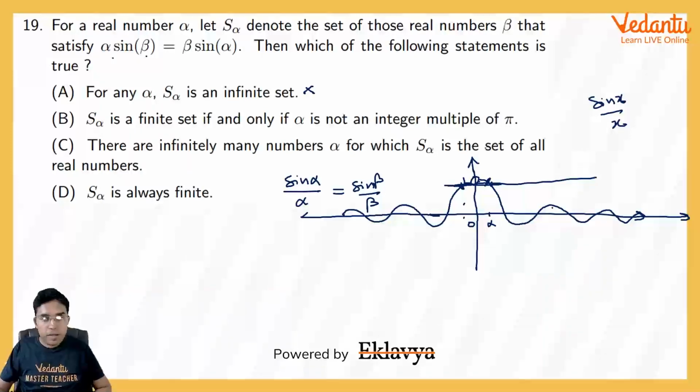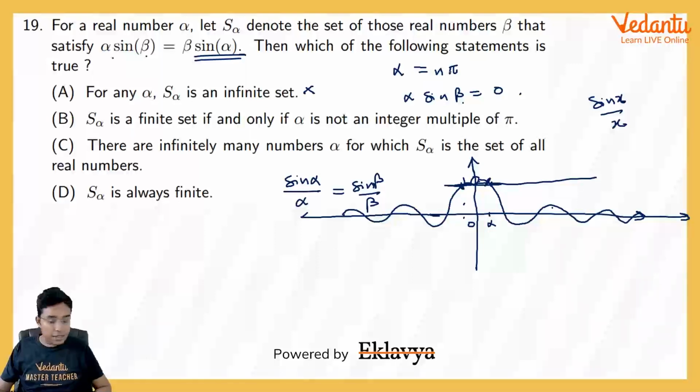Okay, let us see. Let us first see if alpha is an integer multiple of pi. Suppose alpha is n pi. Then I think this will become 0. So if this becomes 0, we will be getting sin beta is equal to 0. So for any integer multiple of pi, I think beta can be any value that is an integer multiple of pi. So here beta can take infinite values.